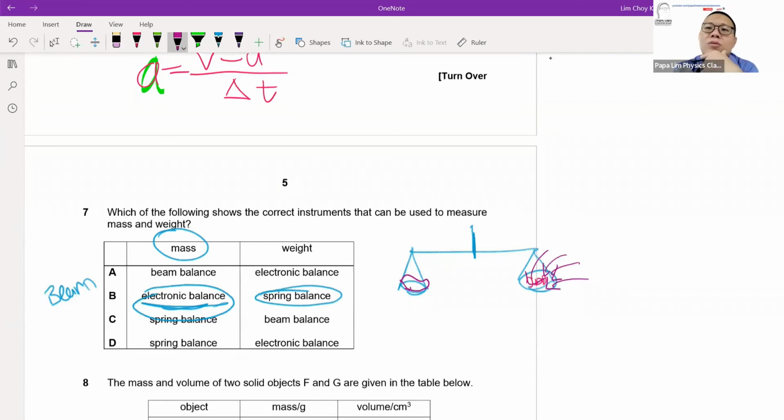It was usually used many years ago. Nowadays everybody uses more electronic, digital instruments, so the beam balance is not really used, but it is definitely one of the instruments we use to measure the mass of an object.